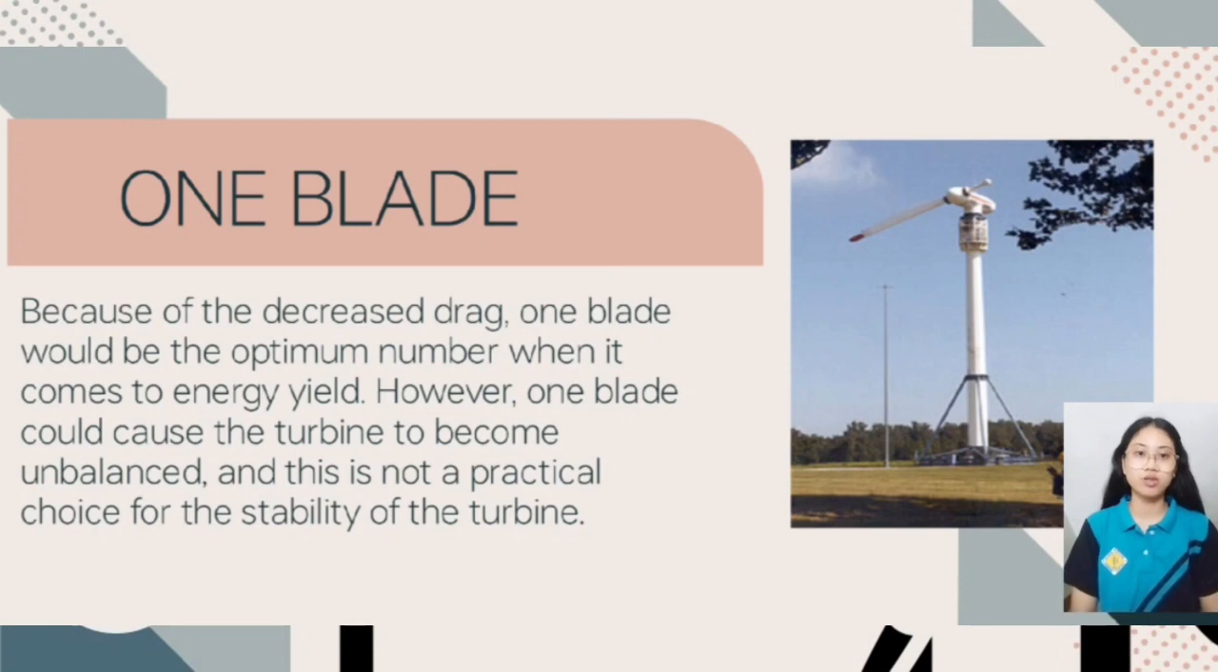Pero ito ang issue. However, 1 blade could cause the turbine to become unbalanced. Yes, there will be too much unbalance while it is operating, and this is not a practical choice for the stability of the turbine. Next is the 2 blades.